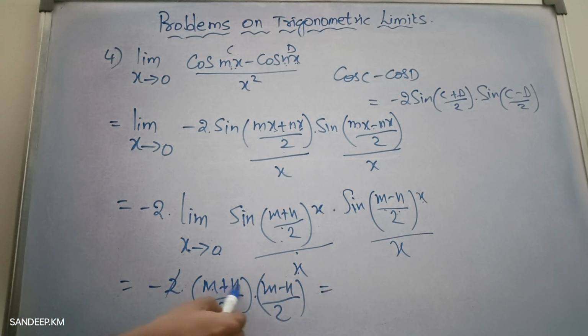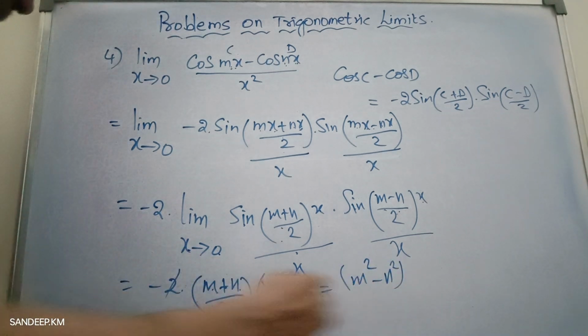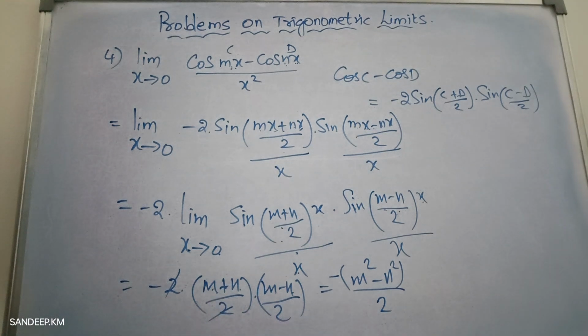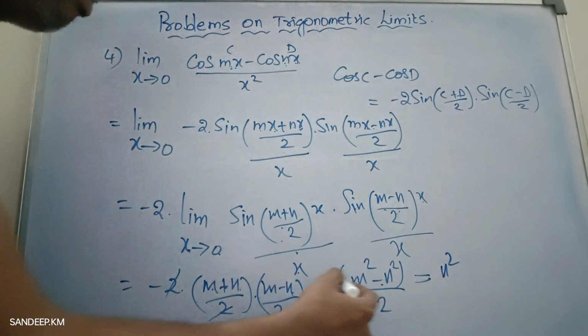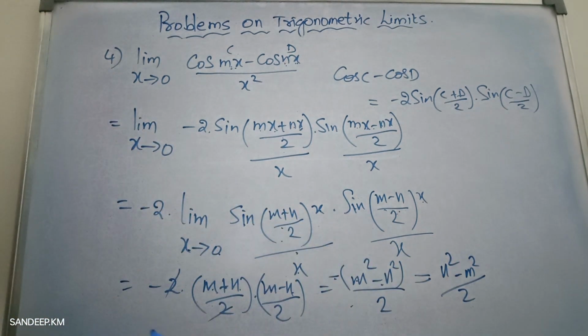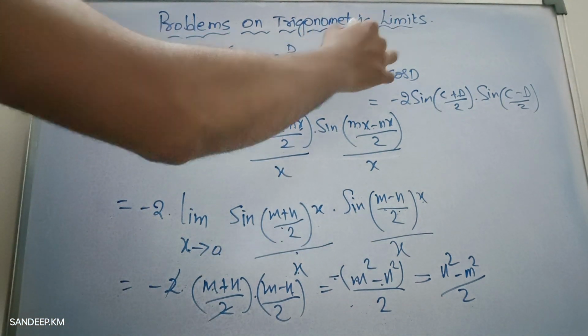So m plus n into m minus n is m square minus n square, and of course there is minus before this, whole divided by 2. This is the answer. If you want, you can also write it as minus m square plus n square, that is n square minus m square divided by 2. So this can be the answer or this can be the answer. So this is the answer, dear students, for this question: n square minus m square by 2.